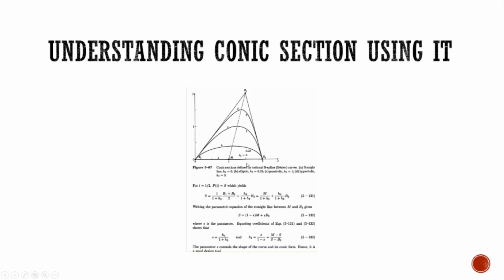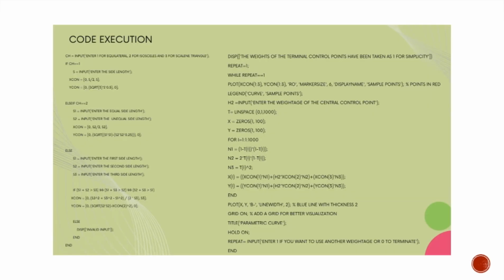An example of a standard technique for generating the conic section using a rational Bezier curve. Now here the graph is represented as a small part of a triangle inscribed in a parabolic type of structure. So here the conic section is represented by the B-spline curve. For t equal to 1 by 2, P of 1 by 2 equal to s, which yields s equal to 1 by 1 plus h2 into b1 plus b2 by 2 plus h2 by 1 plus h2 into b2.